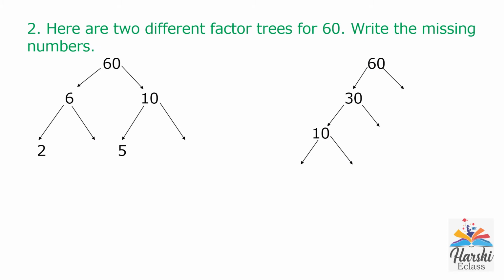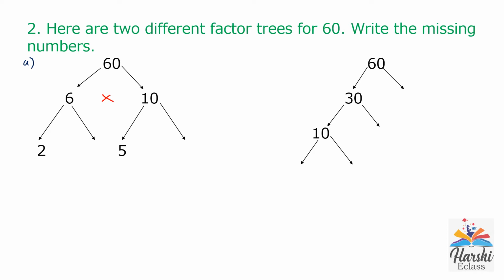Question number 2. Here are two different factor trees for 60. Write the missing numbers. 60 we can write as 6 into 10. 6 tens are 60. 6 and 10 both are composite numbers in the factor tree. A factor tree ends with prime numbers.